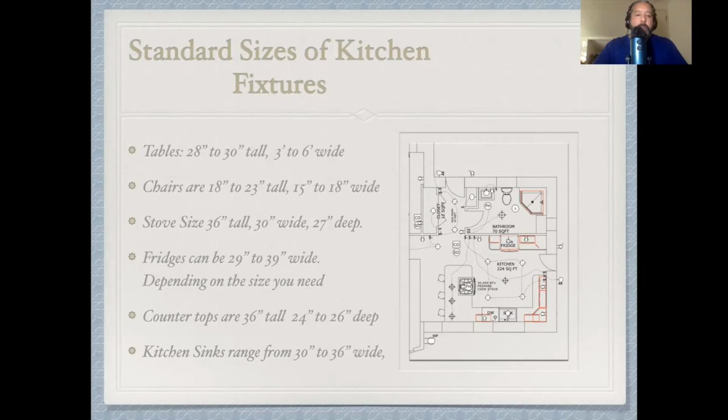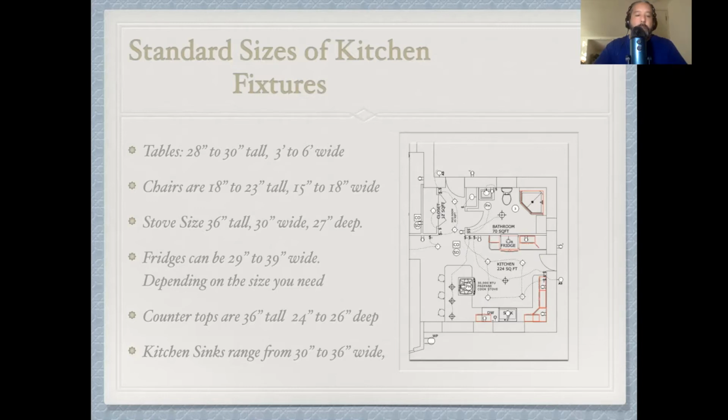Stove sizes can vary, depending on the stove that you're getting, but typically they're around 36 inches tall. 30-inch wide is usually the standard width. The depth is about 27 inches deep, but you can get bigger ones, especially if you're going to have multiple burners, a griddle section, or if you're going to have two ovens. So it just kind of really depends on your stove.